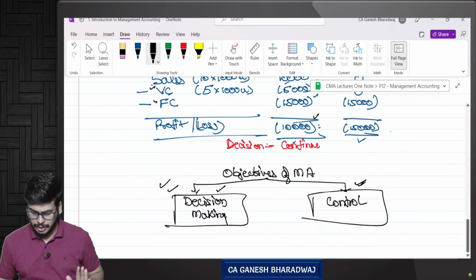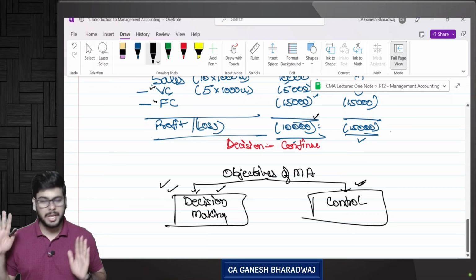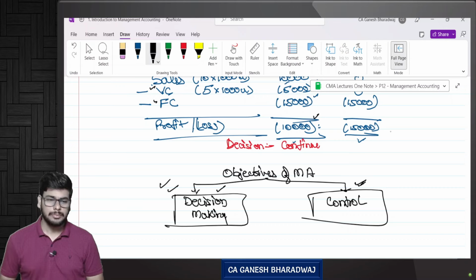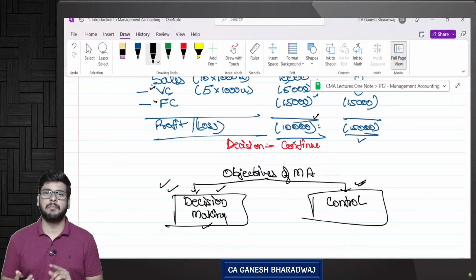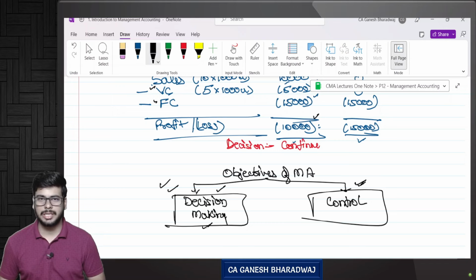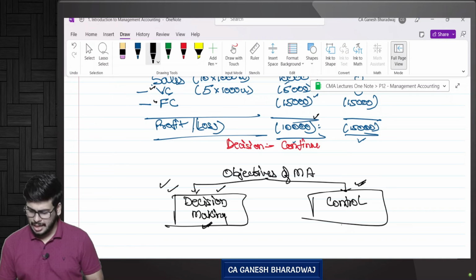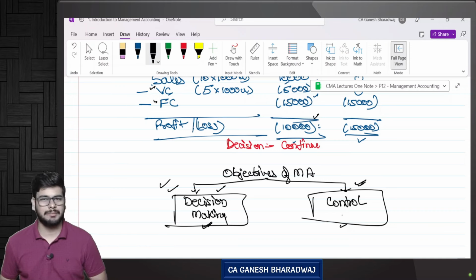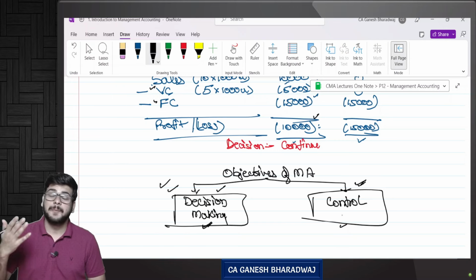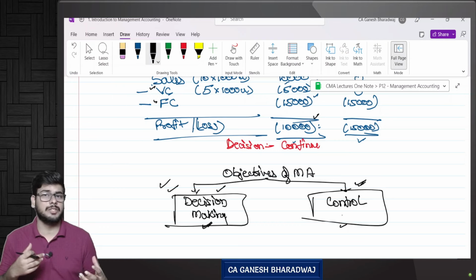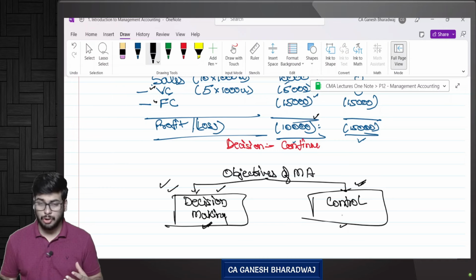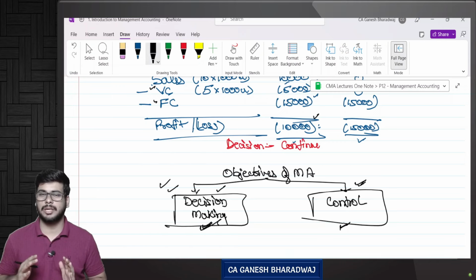Now, of course, you also know the twin objectives of this paper, decision making and control. Always have this in your mind. If you see here, certain chapters in our subject help achieve decision making: marginal costing, applications of marginal costing, and budgets to some extent. Some chapters will help achieve the control objective: standard costing. Then you have a chapter called transfer pricing. Certain chapters like transfer pricing and budgets and budgetary control help achieve both objectives of decision making and control. How exactly, it's too early to see right now.